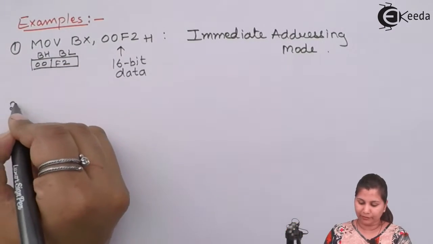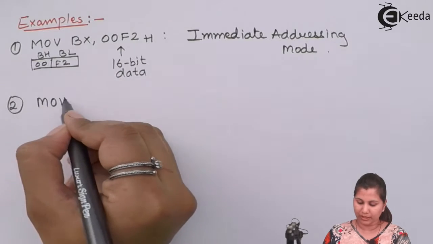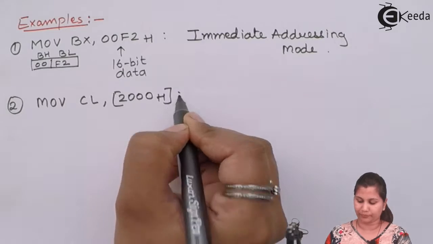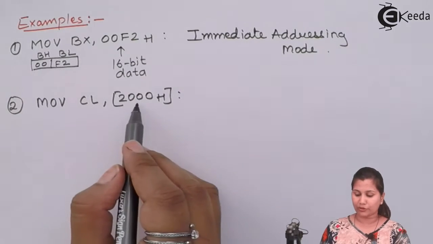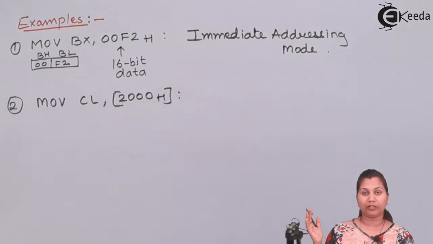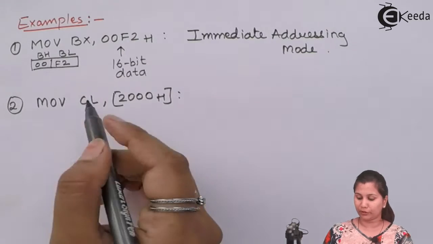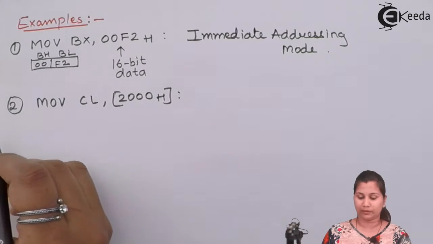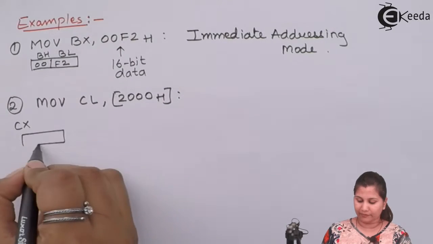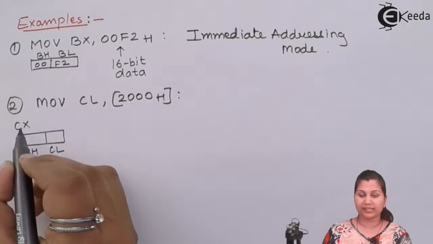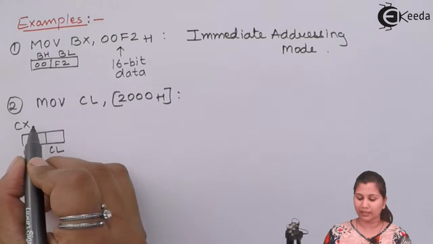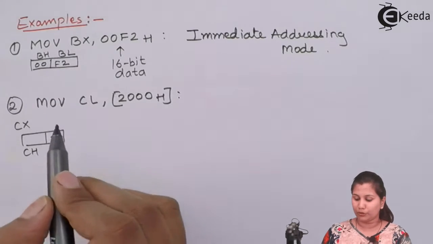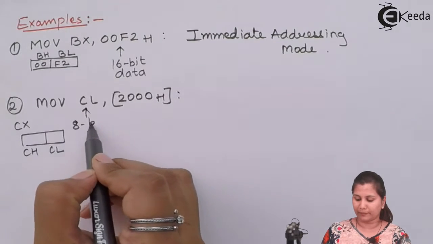Next example we have for move as MOV CL, [2000H]. Here in this instruction, the data which is stored at a memory location will be transferred to the CL register. CL is the lower order register of the count register CX. We have CH and CL. This is the count register. It is also 16-bit, but it can be divided into two 8-bit registers, higher order and lower order. So CL here is an 8-bit register.